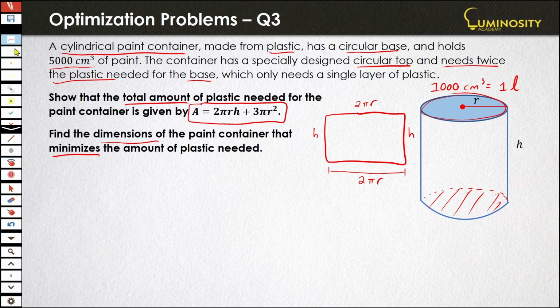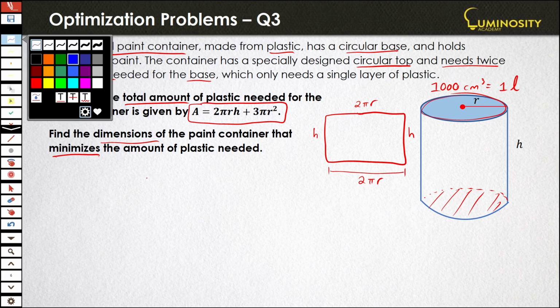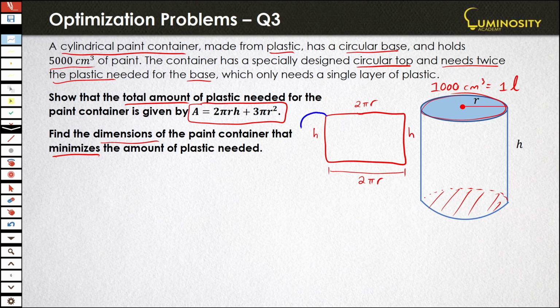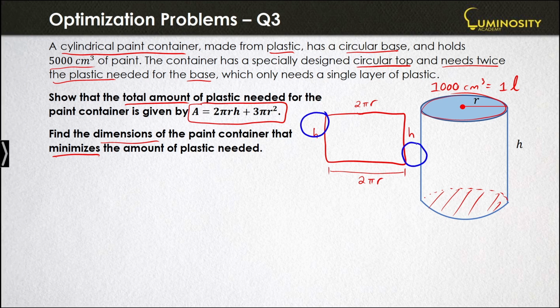However, there's also two circular bases. There's a top one here and a bottom one here. But the top one needs two amounts of this singular copy of that circular top, and this one only needs one amount of that circular top. Okay, so let's have a look. The total area needed for the paint container, I would say there's 3 amounts of the circular base in total.